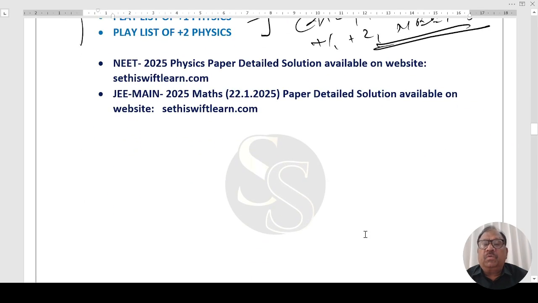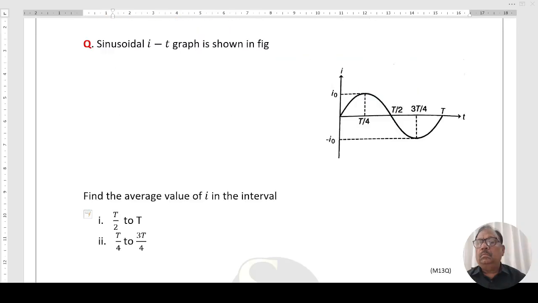Now let's start with the question. Question is, a sinusoidal graph is shown in this one. Find the average value of I in the interval T by 4 to 3T by 4.